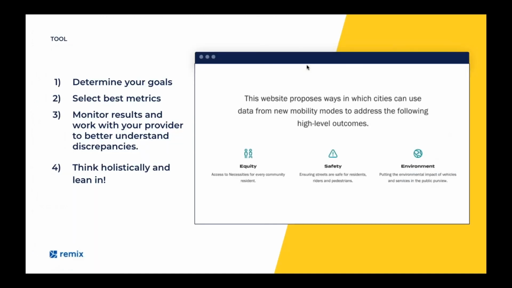So let's talk about the tool. And Russ will go into this in more detail, but what I'd like to impart on you is that there are 100 different metrics. That's not because we think you should use all of them, but because we wanted you to have access to a slew of options to pick the most important for your city. So you'll want to determine your goals, select the best metric, monitor the results, and this one's important, work with your providers to better understand discrepancies in your data and maybe theirs.